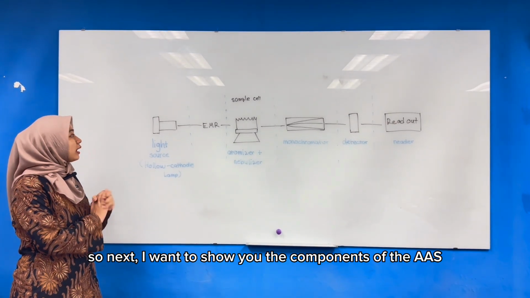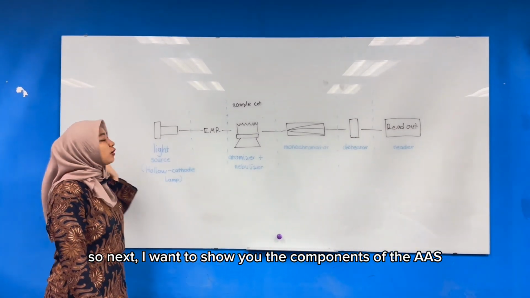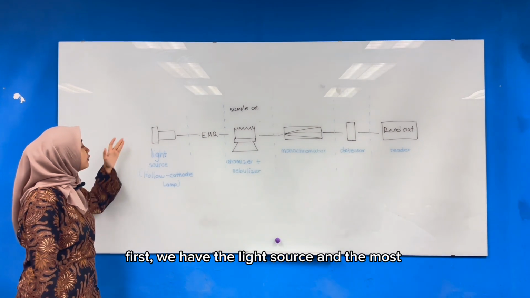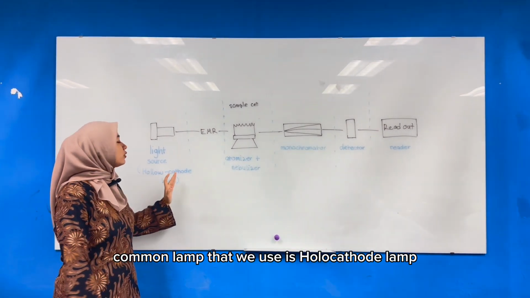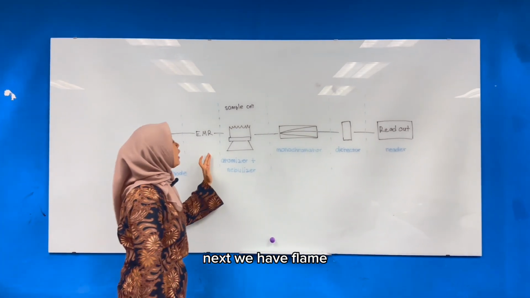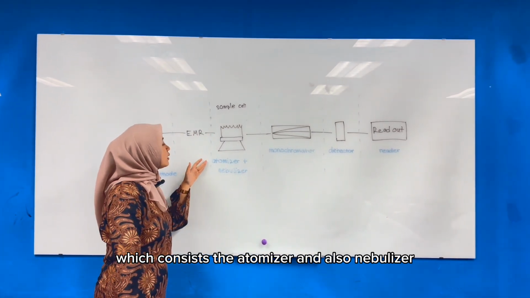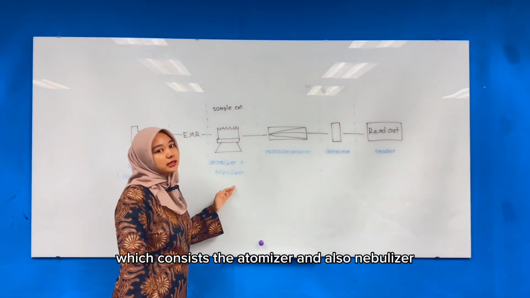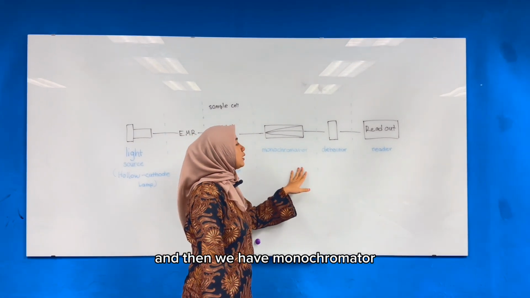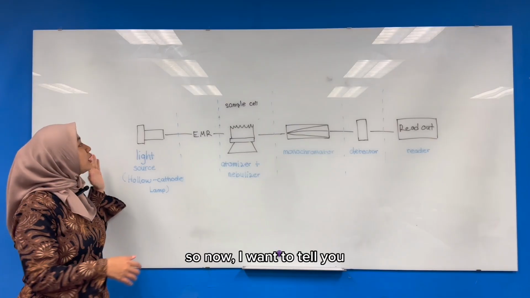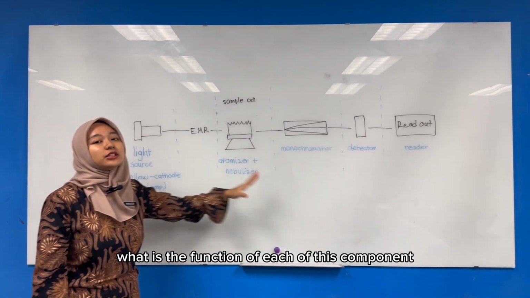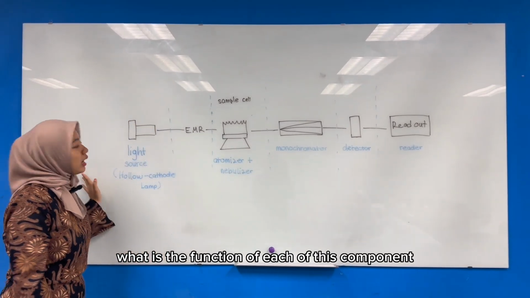Okay, so next I want to show you the components of the AAS. First, we have the light source, and the most common lamp that we use is the hollow cathode lamp. Next, we have the flame, which consists of the atomizer and also the nebulizer. And then we have the monochromator, detector, and also the reader. Now I want to tell you the function of each of these components.